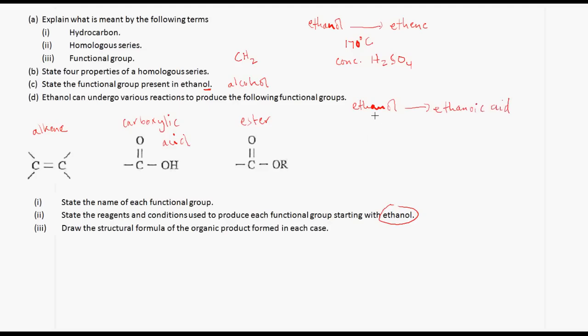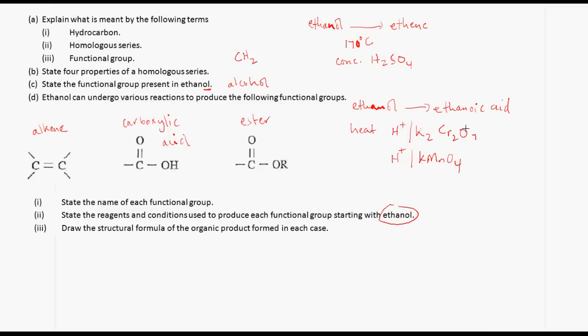And the reaction conditions in this case is that we have to heat with acidified potassium dichromate(VI). So you heat with H+ and K2Cr2O7, or we can also heat with acidified potassium manganate(VII), KMnO4. So we need to heat with an oxidizing agent: acidified potassium dichromate(VI) or acidified potassium manganate(VII). And this reaction is an oxidation reaction.